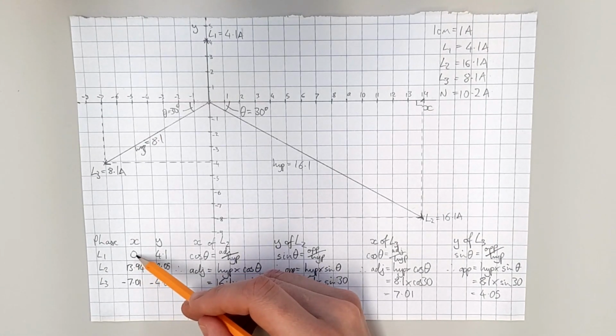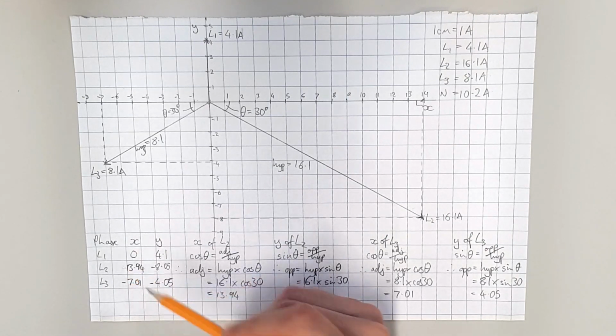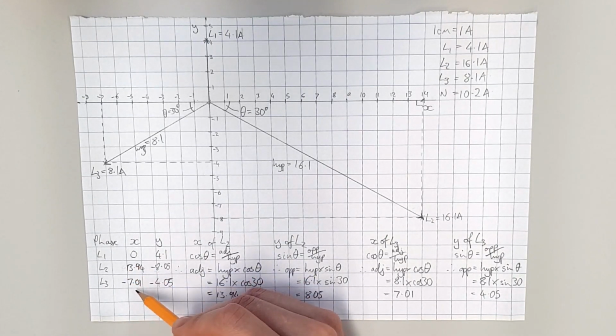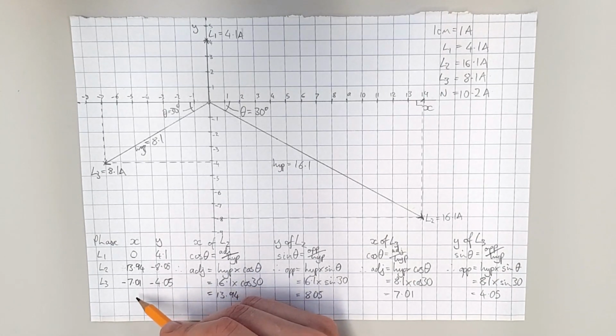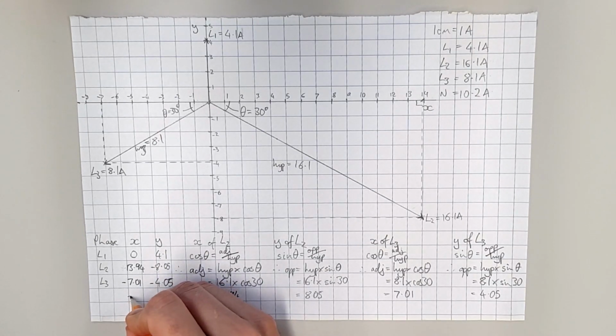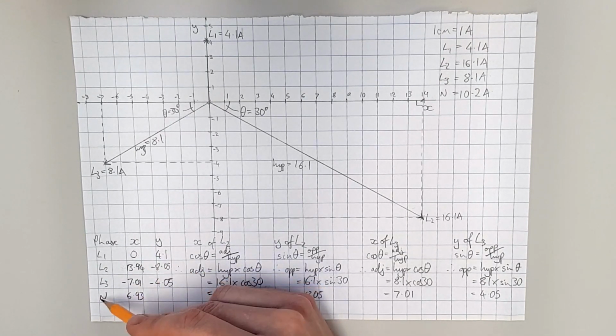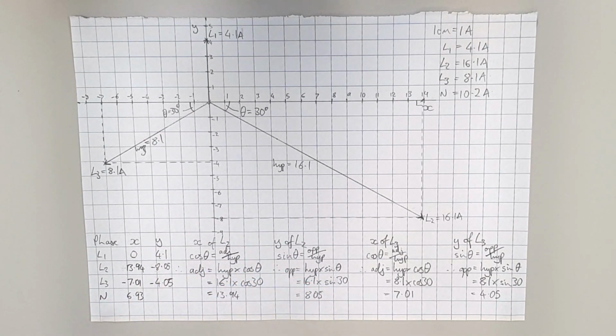So here we've got 0 plus 13.94, and we're adding that because there's like a little ghost plus in front of the 13.94. And then we're taking away 7.01. So if we do that on our calculator, 13.94, and then we minus 7.01, we end up with 6.93. So we've got 6.93. And what we've found there is the horizontal component of our neutral current, 6.93. So that's going to be somewhere here on our drawing.